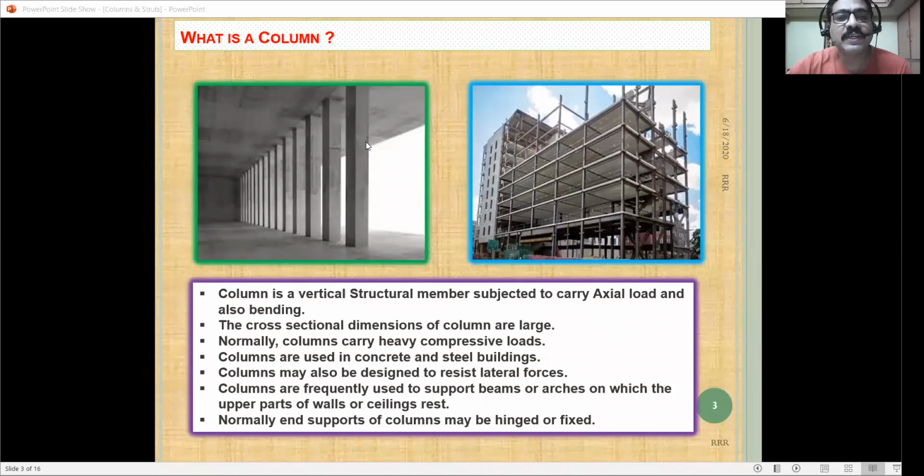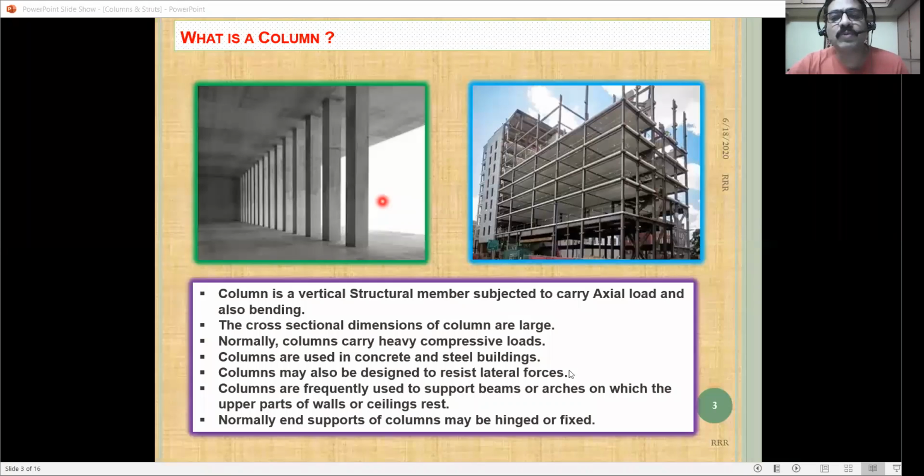Column means always a concrete member? No, that may or may not be. This is a concrete member, and at the same time some steel members we also call a column if they have this property. Suppose we are using ISMB as a steel member, that also we call a column. It doesn't mean that only concrete will be called a column. So please remove that confusion.